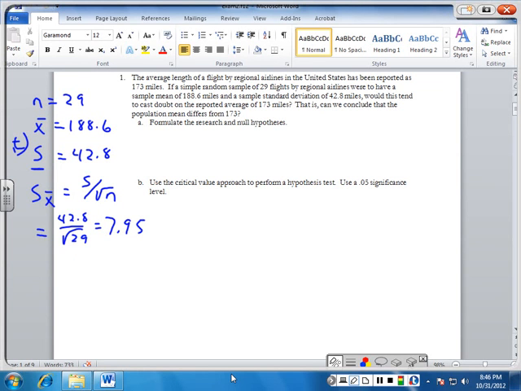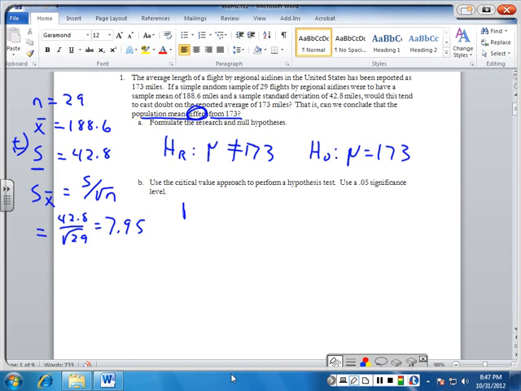Can we conclude that the population mean differs from 173? So the research hypothesis is mu not equal to 173. And H0 then will be mu equal to 173. And make sure you get that. If it differs, it's a two-tailed test.